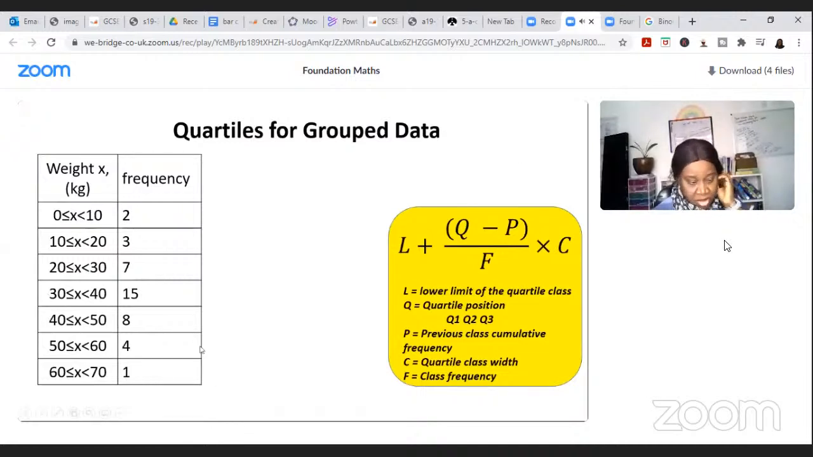Okay, I'm going to give you time to have a look at that data. It's data to do with weight, and the weight has been put into groups in kilograms, and you've got the frequency on the other side of the table. We want to use this formula to work out the quartiles: quartile 1, quartile 2, quartile 3. The very first thing to do is to work out the quartile position. So step 1: find the quartile position.